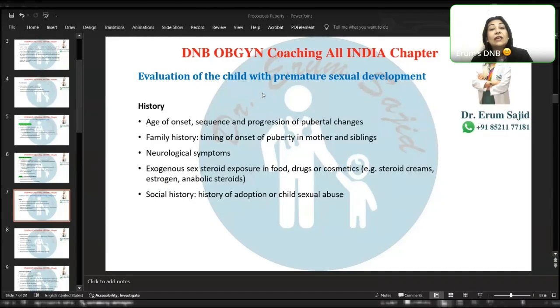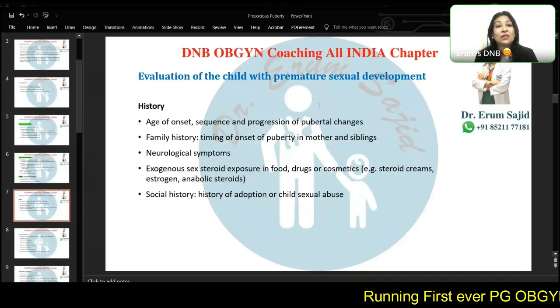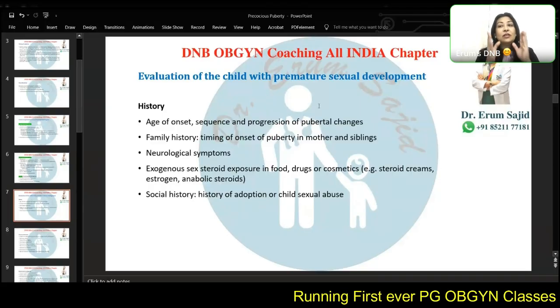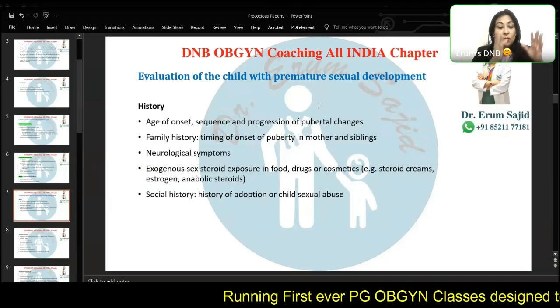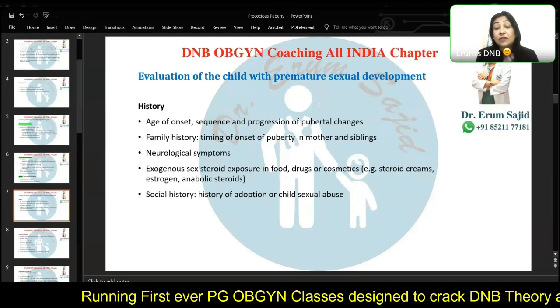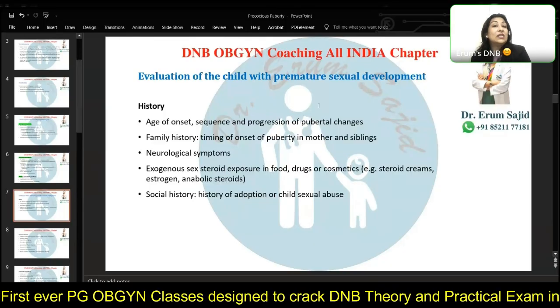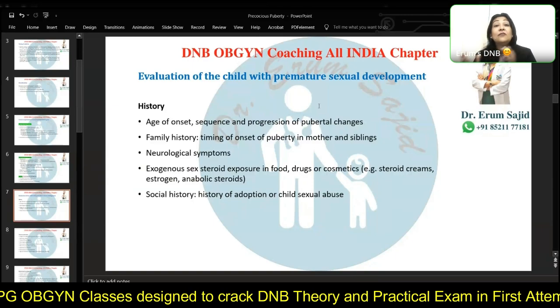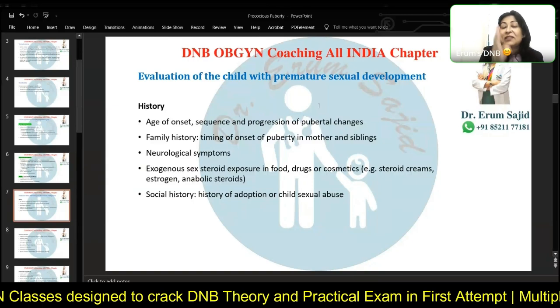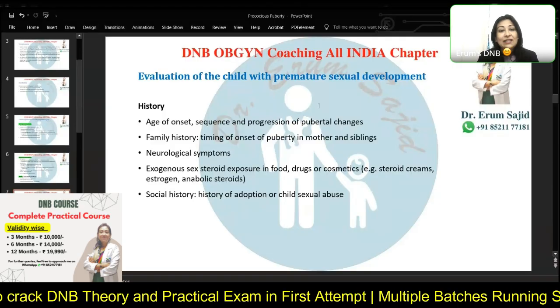Now, how will you evaluate a child with premature sexual development? So when she comes to you, you'll ask all this. What was the age of onset? Whenever a person comes with any problem, you ask about onset, progression, duration. Age of onset is, when did she start? What was the sequence? How did it progress? And then family history. Like I said, idiopathic variations are 74%, correct? So you will go asking that first.